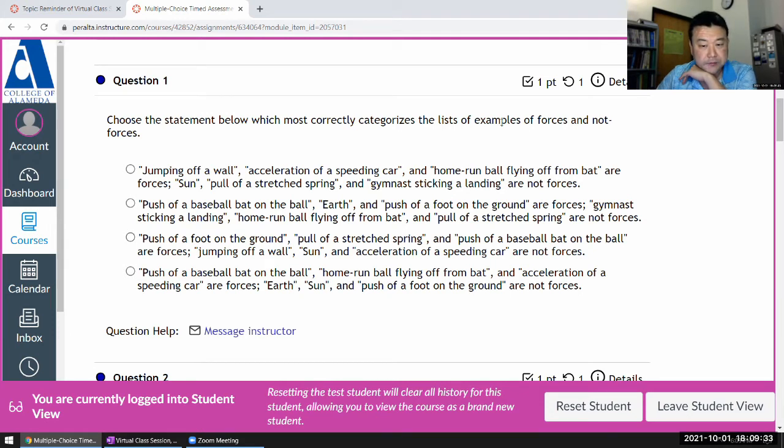Categorize a list of examples of forces and net forces. So the first three are forces. That's the structure. The next three are supposed to be net forces. So this is an action, not a force. Push, Earth is an object, not a force. Push, pull, push. Okay, those are all forces. Jumping, some event, action, object. Those are not forces. So this should be correct.